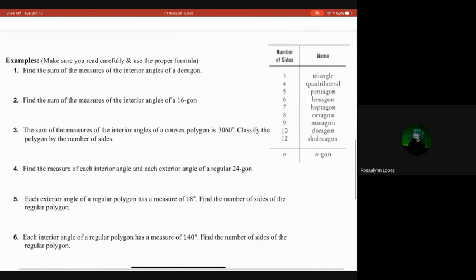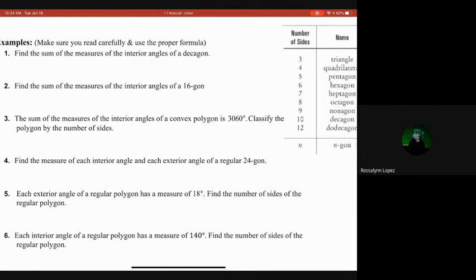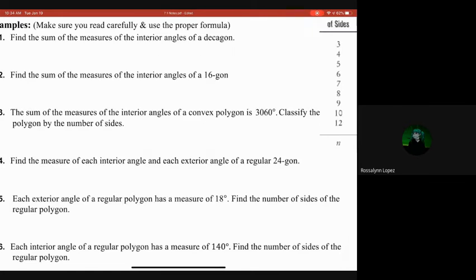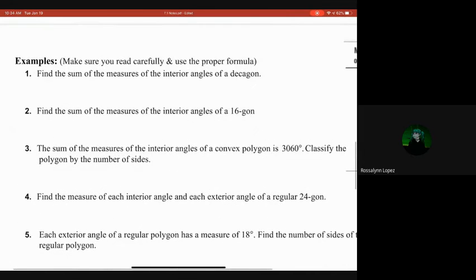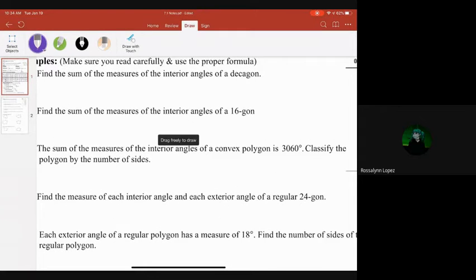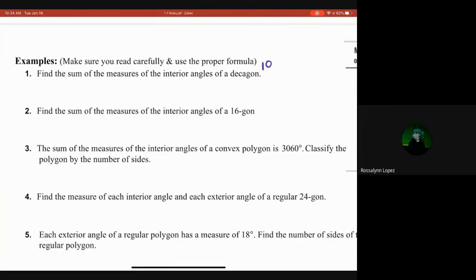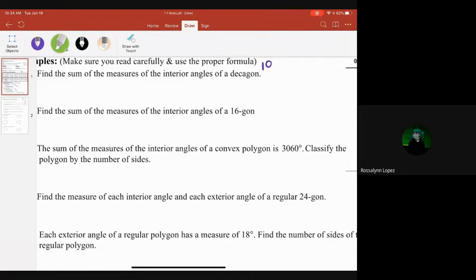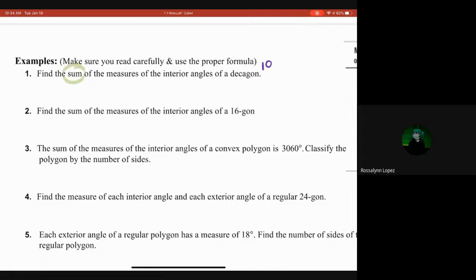All right, so the first thing we are going to do is find the sum of the measures of the interior angles of a decagon. If you take a look at your chart here, a decagon means we are dealing with a 10-sided shape. Now, with these, you really have to look for your context clues. What is this problem asking me to find? Well, it says to find the sum of the measures of the interior angles.